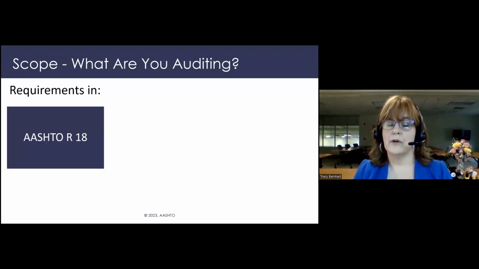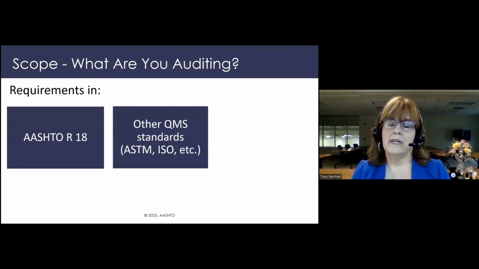Well, you want to think about those requirements in AASHTO R18. Absolutely. For the accredited laboratories, you have to audit for those requirements. Many of your laboratories also have to maintain conformance to ASTM quality management standards, C1077, D3666, E329. Maybe you're also certified or accredited to ISO standards 9001, 17025. Here at AASHTO Resource, we're certified to 9001 and accredited to ISO 17043. So when we do internal audits here, we have to make sure we're in conformance with those requirements.